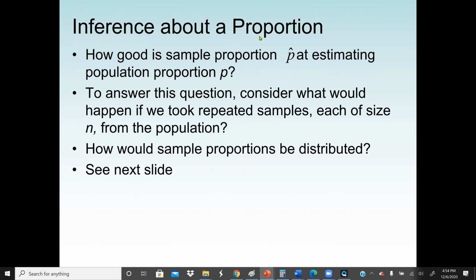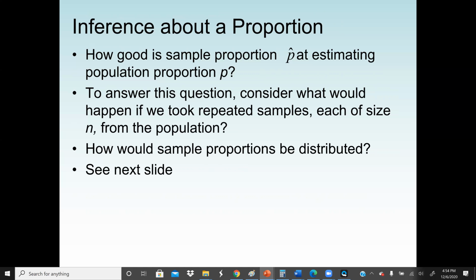So, inference about a proportion, these are a few things we should know. First, how good is the sample proportion p-hat at estimating the population proportion? This means that when we are collecting a sample, we have to make sure that the sample represents the whole population. If there's any bias in the sample, that will affect our decision on the population. Because in inferential statistics, we collect a sample; we cannot use the whole population because it would consume a lot of time and finance.